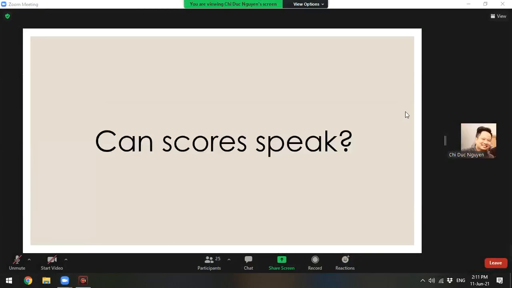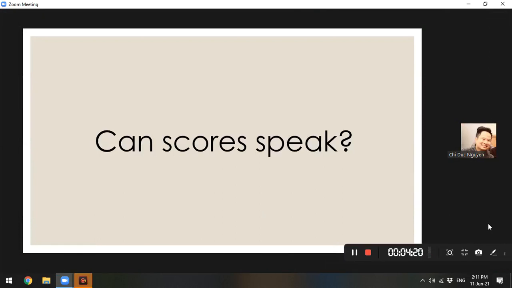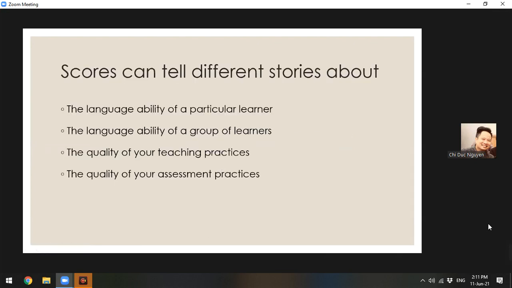So it's going to be a very easy yes to the question. In fact, the score, or to be more precise, the assessment score or the testing score, can tell different kinds of stories. They can tell stories about the language ability of a particular learner. As you said, whether students have already achieved or mastered all the learning goals of the given course, or whether we can see some improvement from the first test to the second test and to the final test as well.